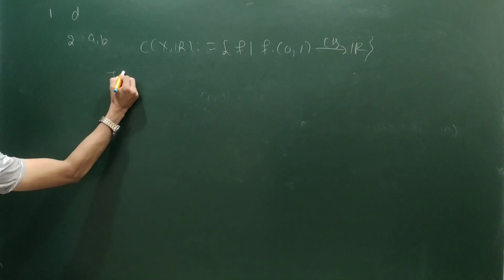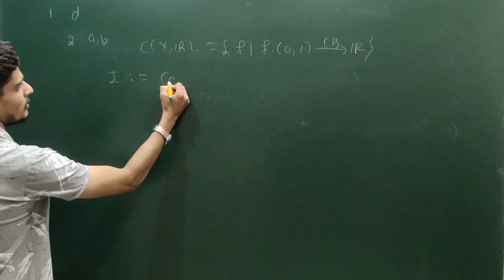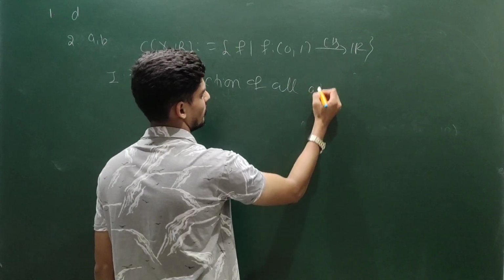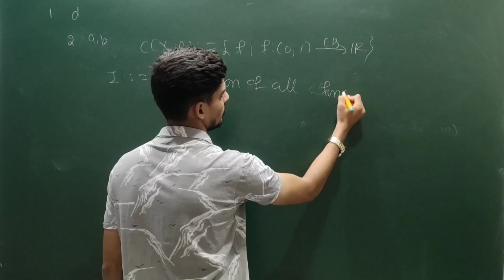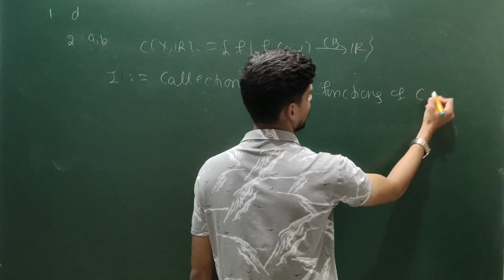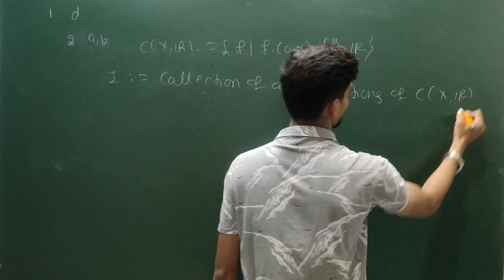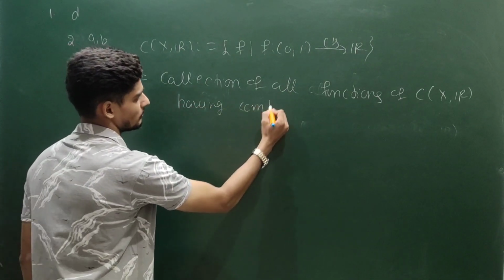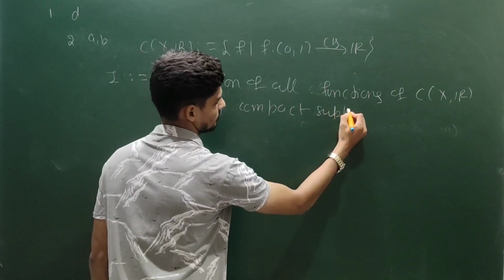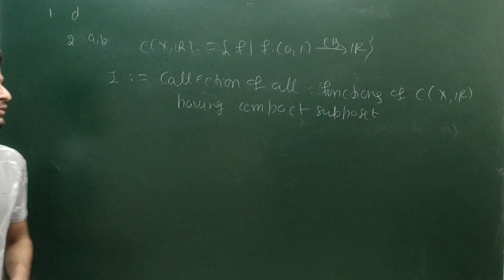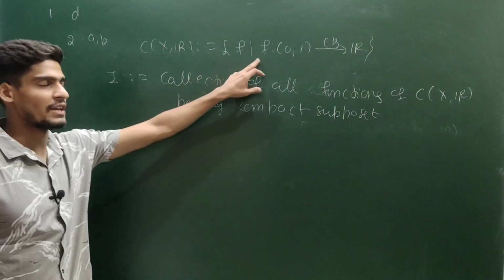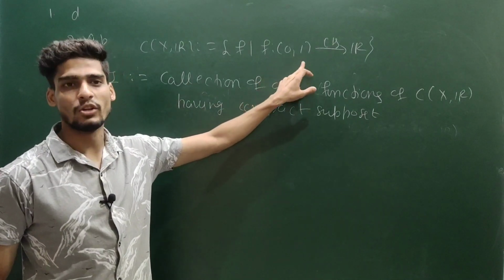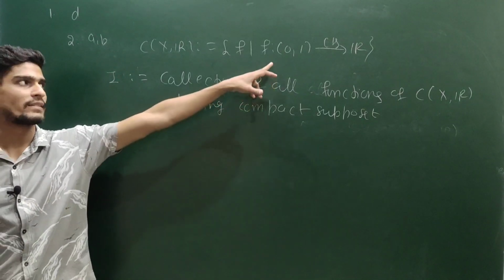Define an ideal I. This I is defined as the collection of all functions of C(X, R) having compact support. That is, in this I all those functions will come which have compact support. That means for every function there will exist some compact set in (0,1) such that the function always vanishes outside the compact set.